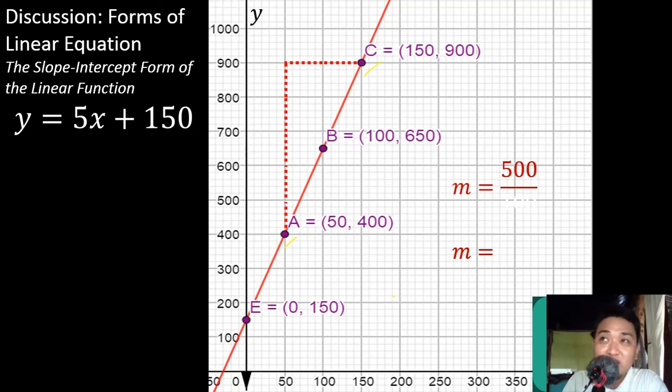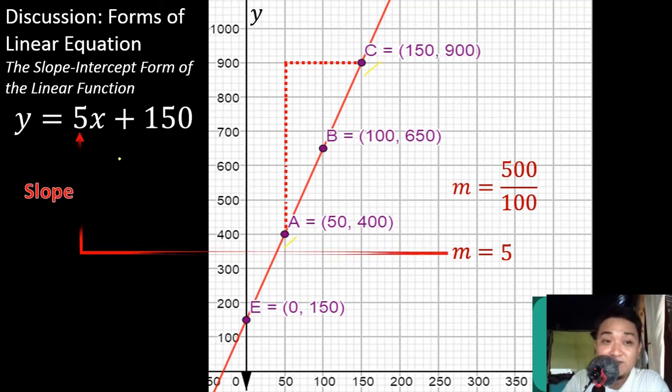So, yung ating magiging denominator would be 100. And 500 divided by 100 is 5. Therefore, our slope is 5. Which is, yun nga po yung slope talaga natin. Yan po yung ating slope.